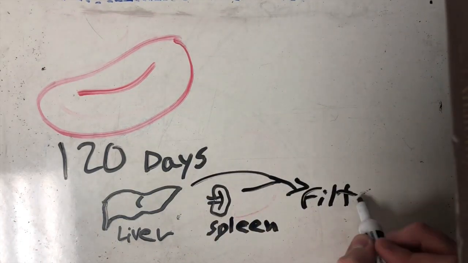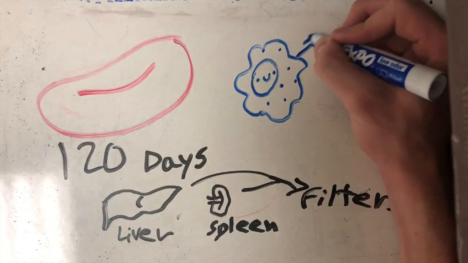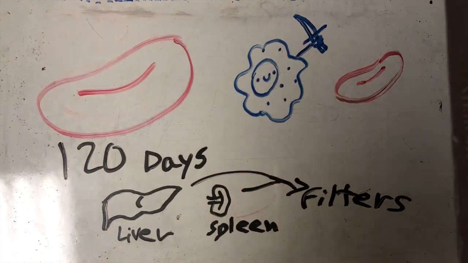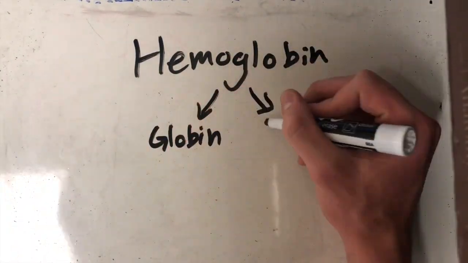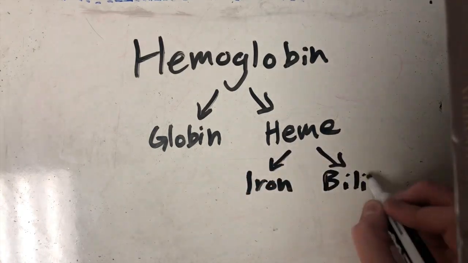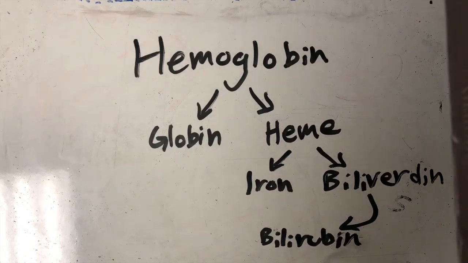The liver and the spleen act as the body's filter system. Macrophages, a member of the innate immune system, destroy the damaged cells. The hemoglobin molecules are broken into globin and heme groups. The heme further degrades into iron and biliverdin. The biliverdin is converted to bilirubin in the body's tissues.